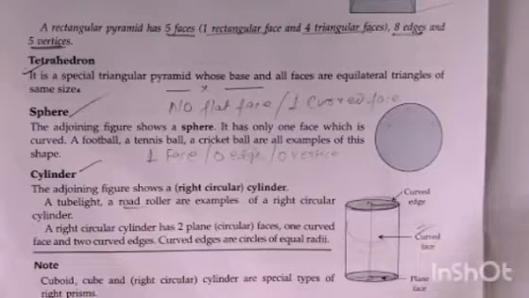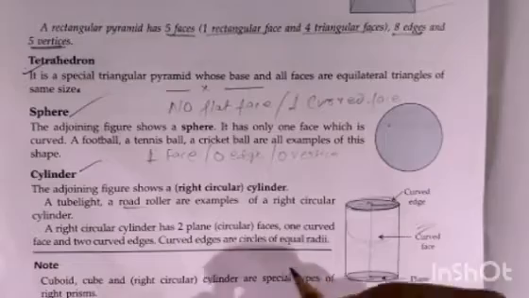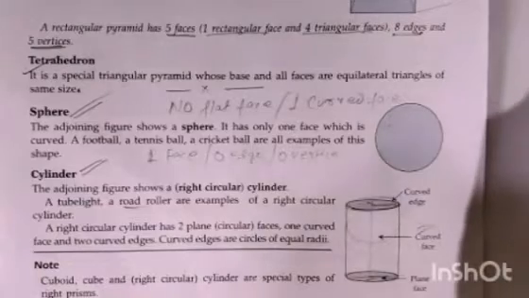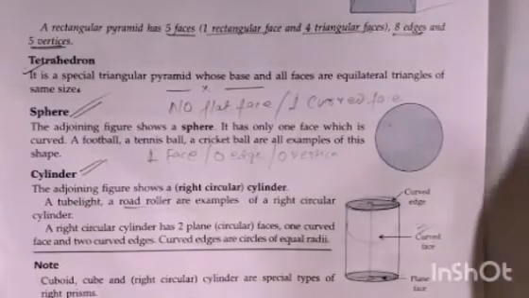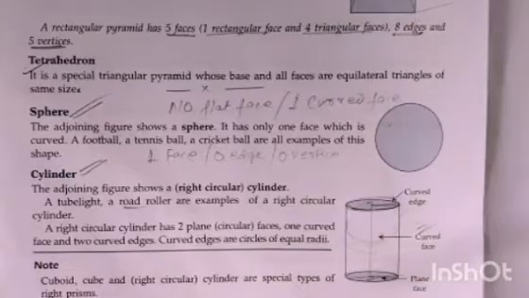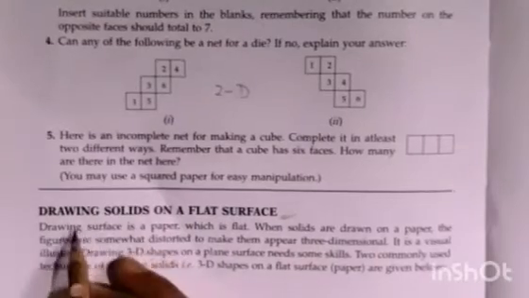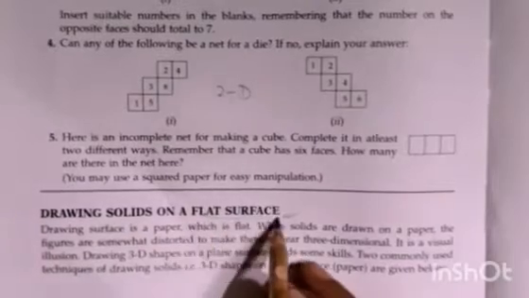Welcome back. In this third revision video for chapter 15, Visualizing Solid Shapes. In the previous video, children, we had seen some more three-dimensional shapes like sphere, cylinder and cone. Along with that, we had seen how to use nets for building three-dimensional shapes. And today we are going to see how we can draw solids on a flat surface.